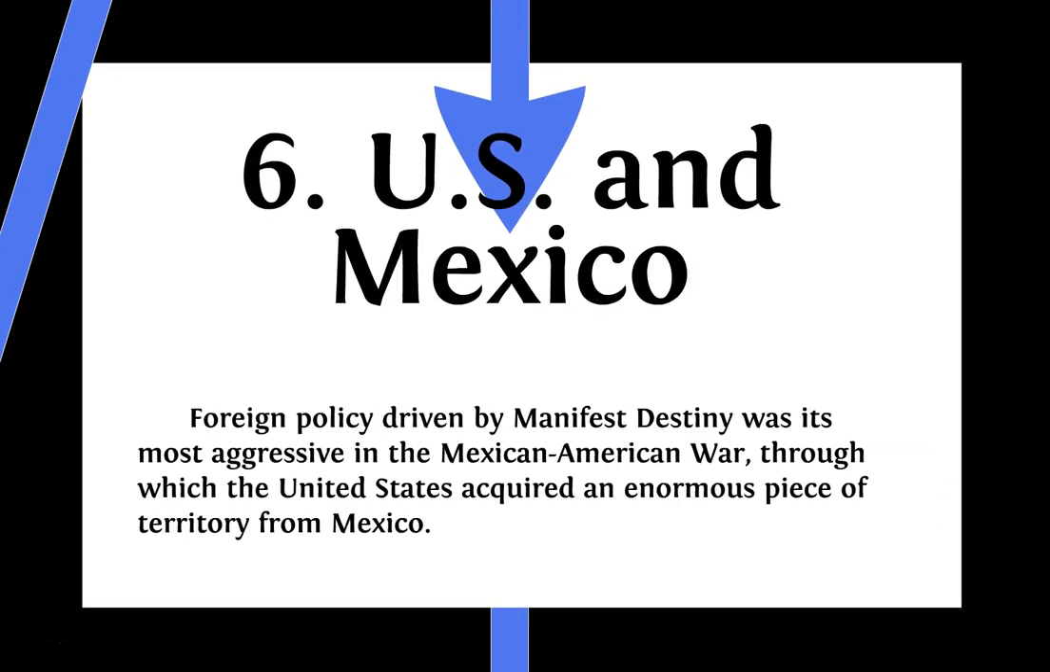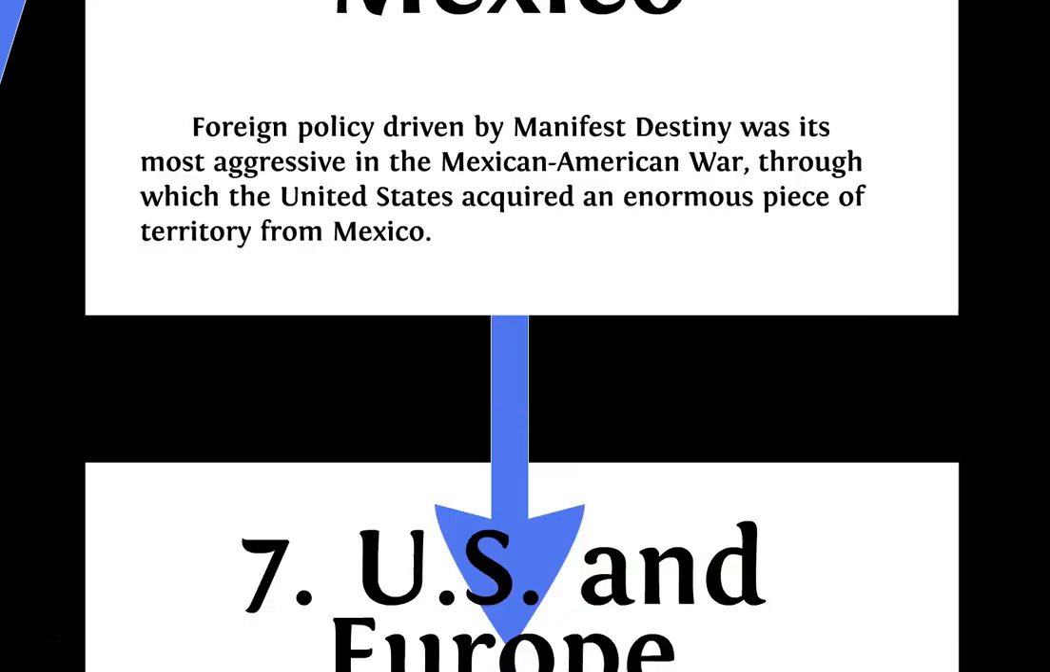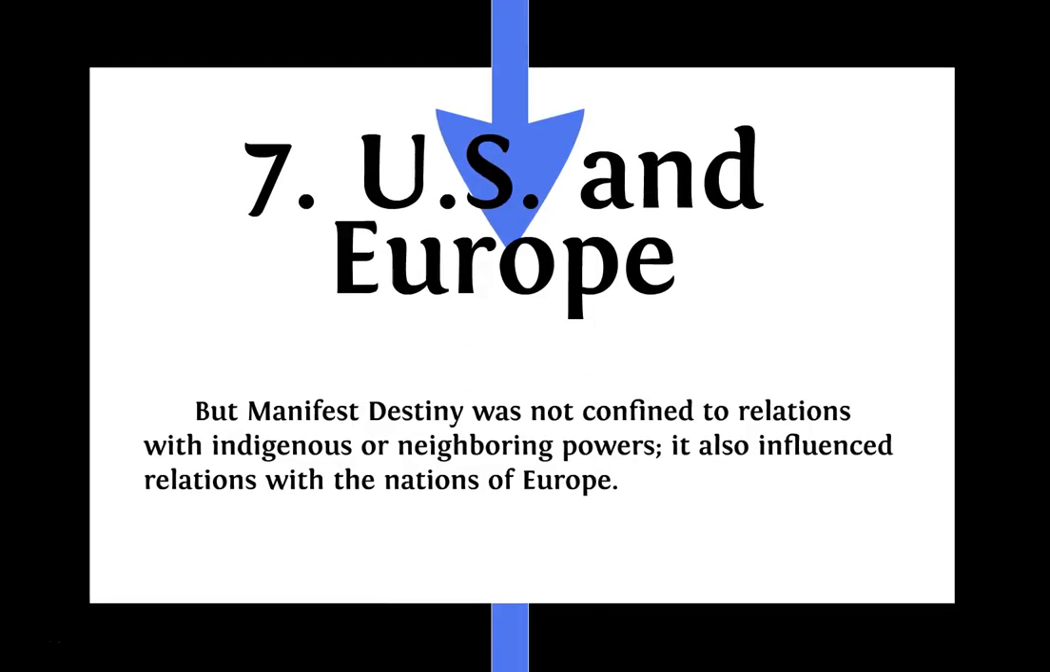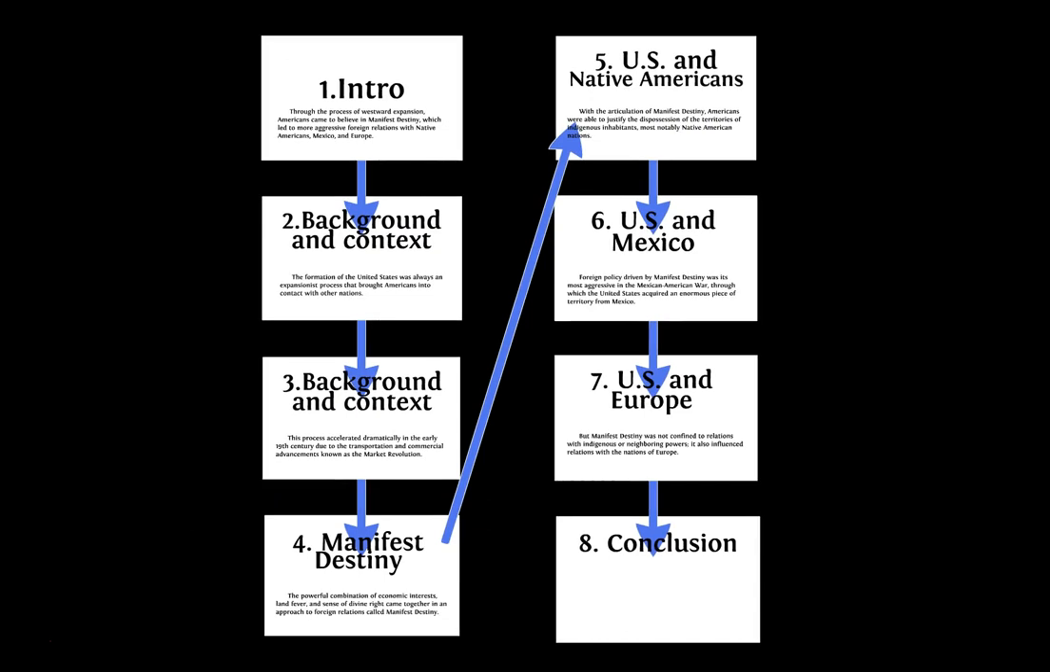Next, foreign policy driven by manifest destiny was at its most aggressive in the Mexican-American War, through which the United States acquired an enormous piece of territory from Mexico. But manifest destiny was not confined to relations with indigenous or neighboring powers. It also influenced relations with the nations of Europe. As you can see, each one of these topic sentences is its own little argument, but each one also connects the paragraph to the one that it followed, and all of them, like a little but strong chain, are anchored to the main argument, your thesis.